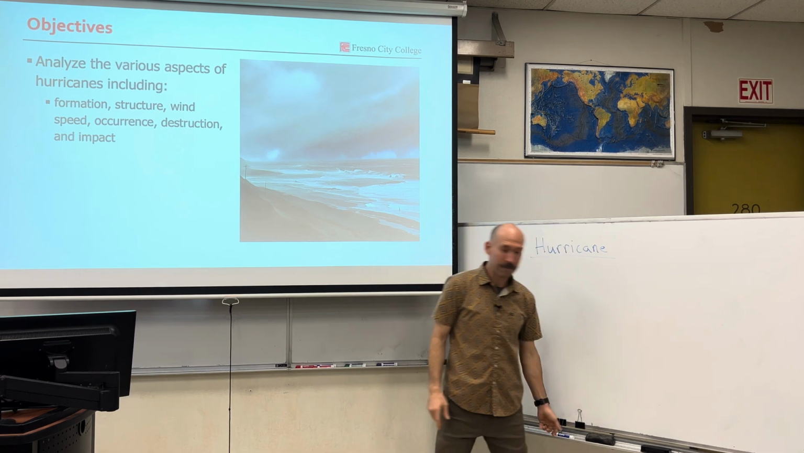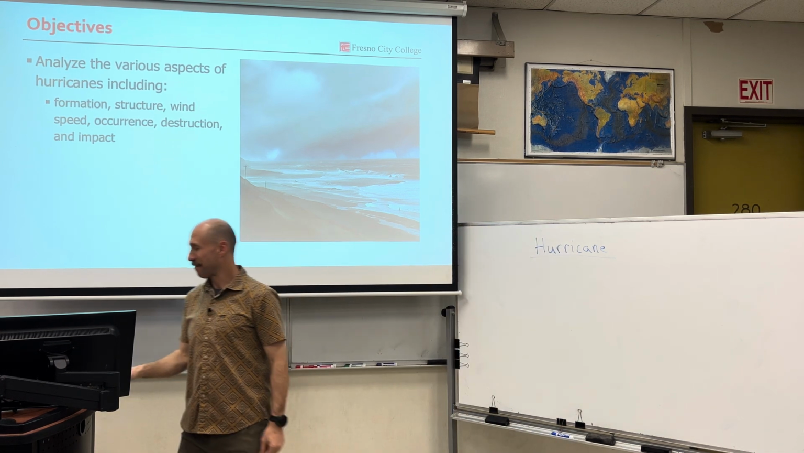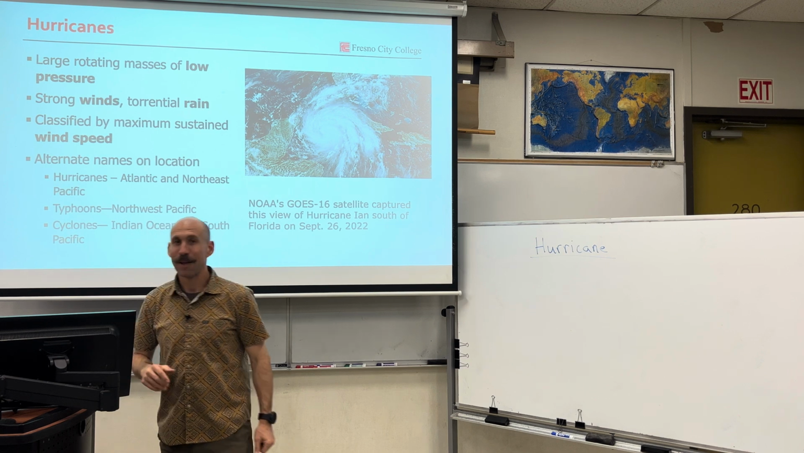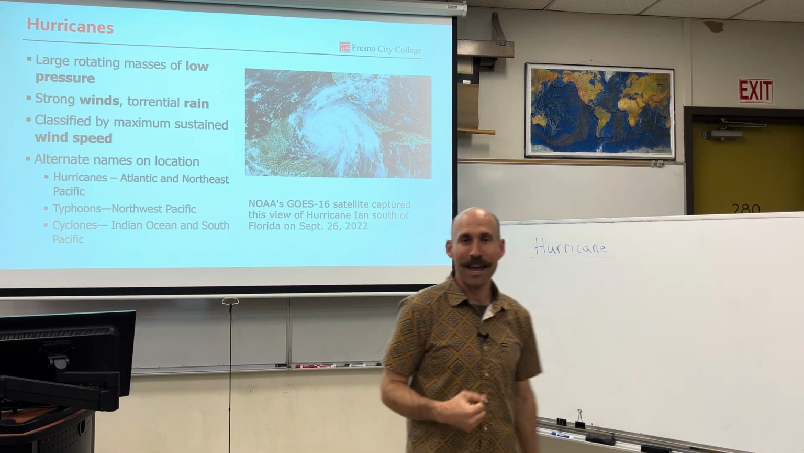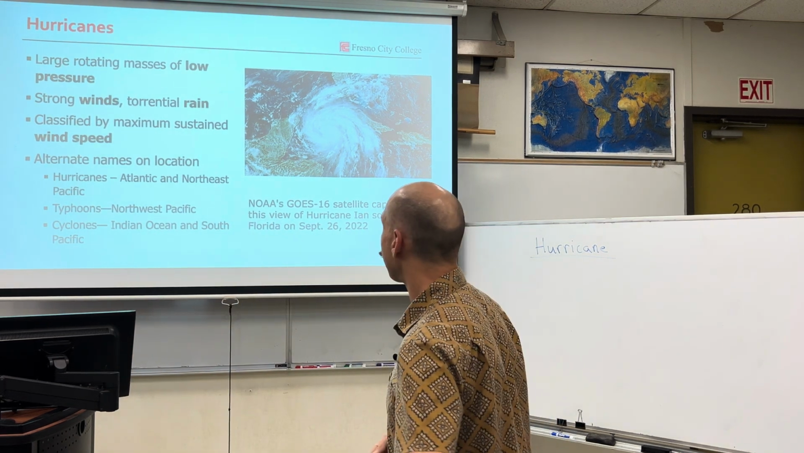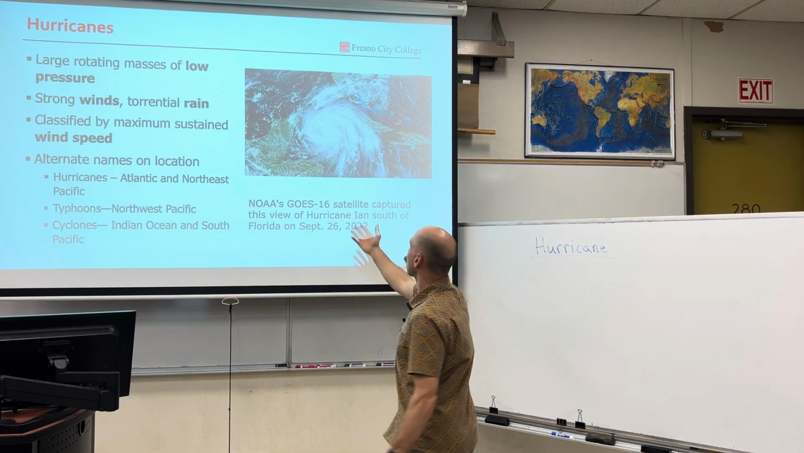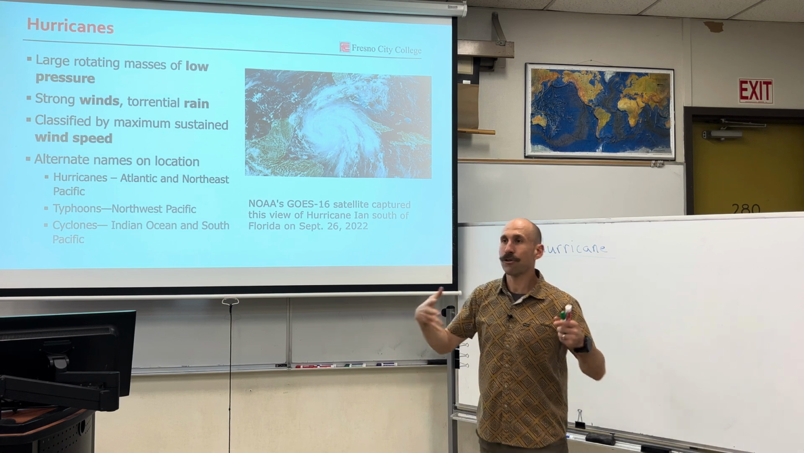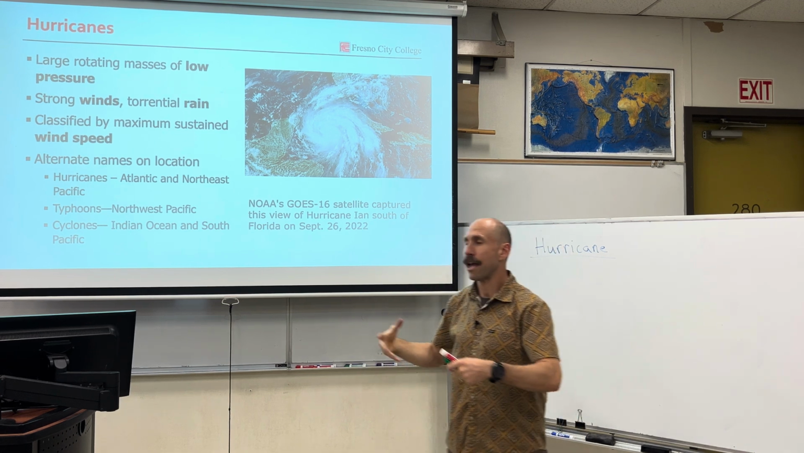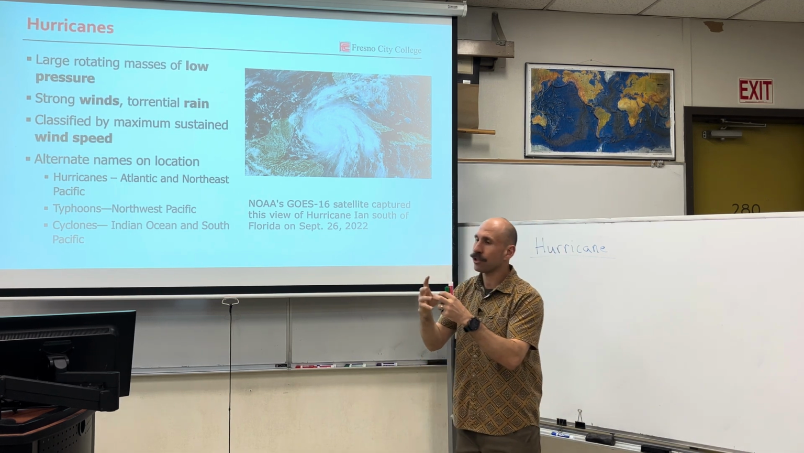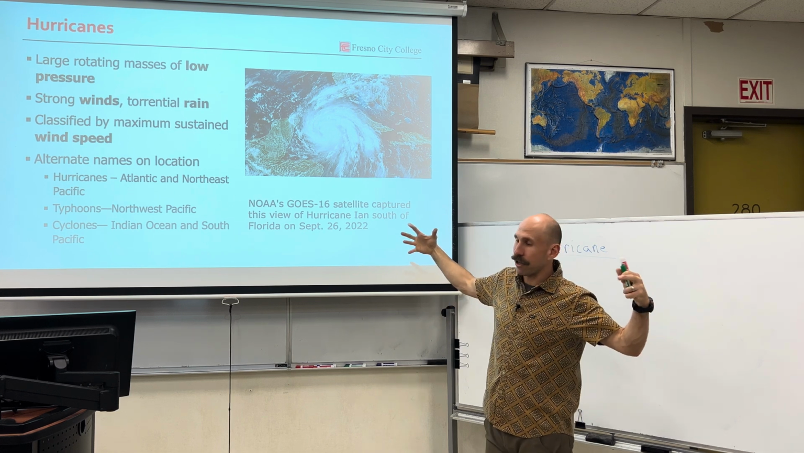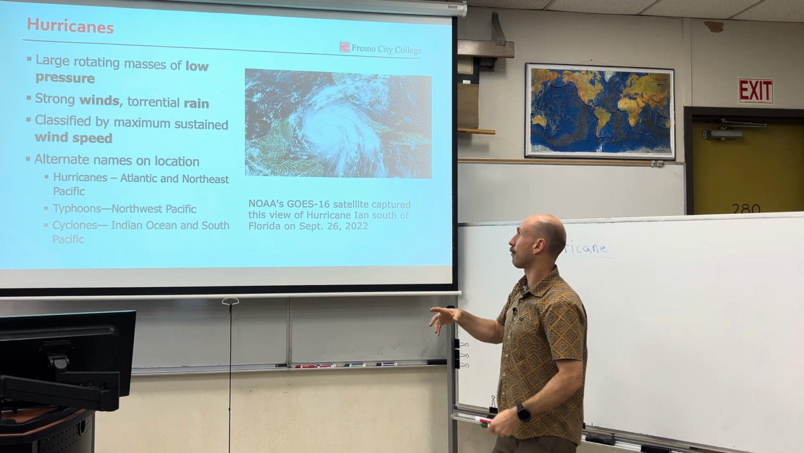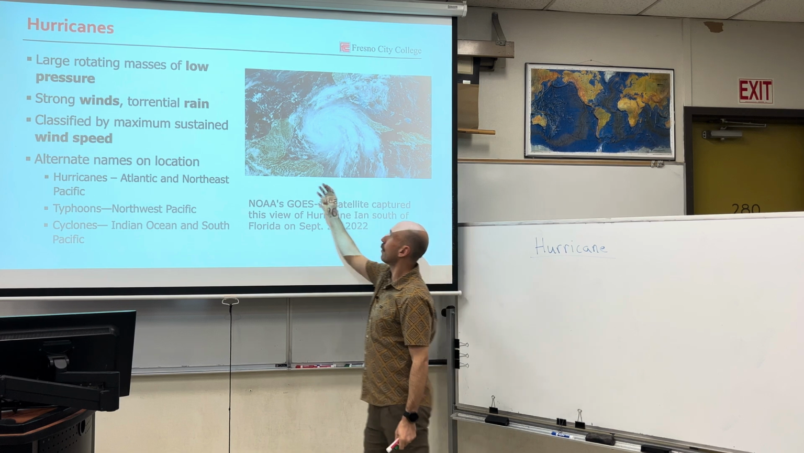So this is a very introductory lecture. A hurricane is a rotating mass of low pressure. It's a storm that develops in the ocean. Wind blows from high pressure to low pressure, and so there is a very low pressure at the center with high pressure surrounding it that causes the storm to have very high winds.